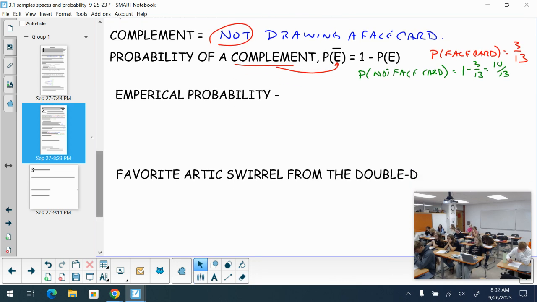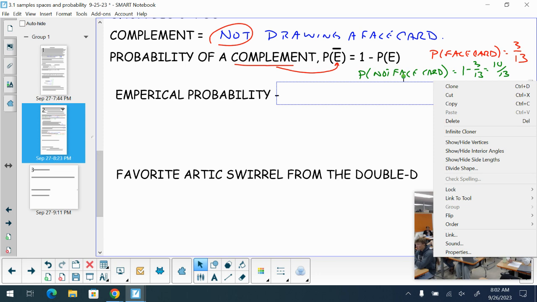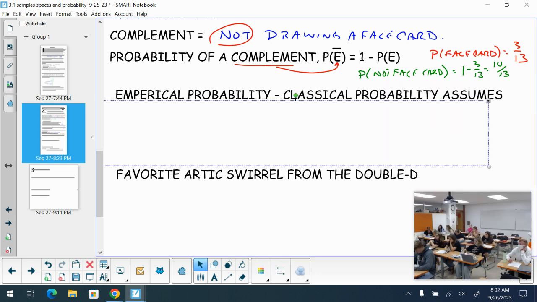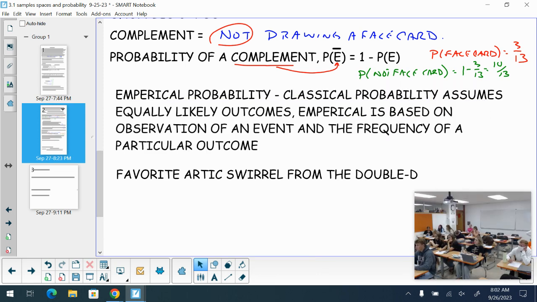Empirical probability. Classical probability assumes equally likely outcomes. Empirical is based on observation of an event and the frequency of a particular outcome.